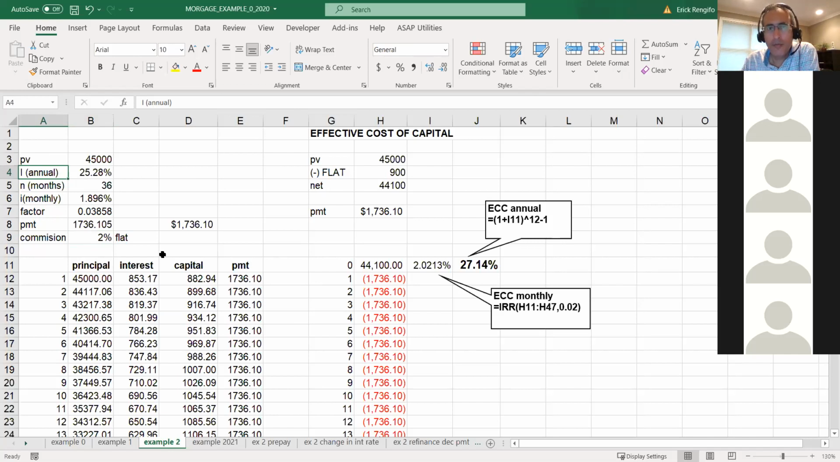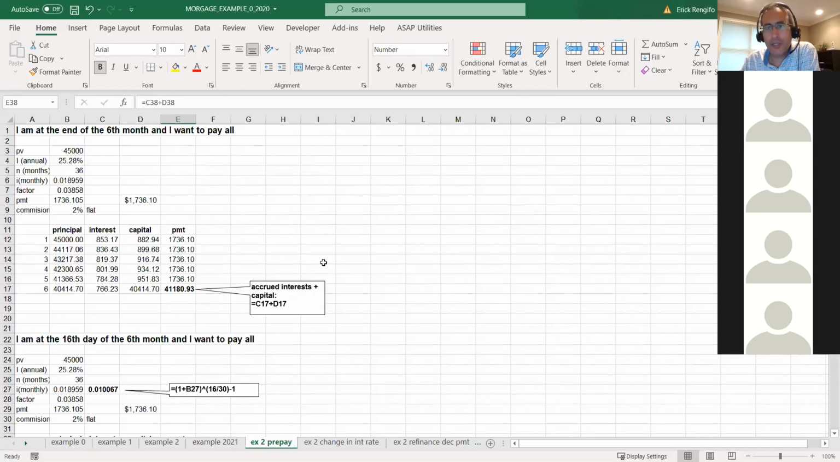Yeah, thanks. Perfect. Okay, so now let's start going with the prepayments. And this is something you were asking. So now let's assume the following, guys. Let me remember this example. I always forget this example. So, oh yes, at the end of the 6th month, I want to pay all. Got it? So I simply have my 6th month and I want to pay everything.